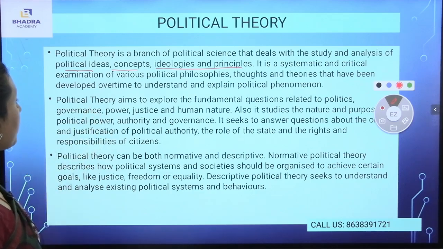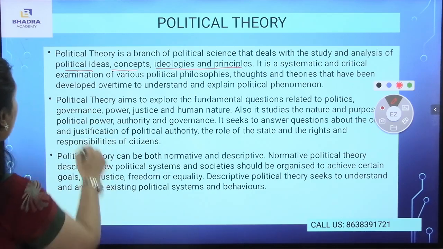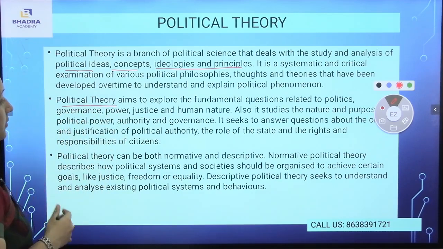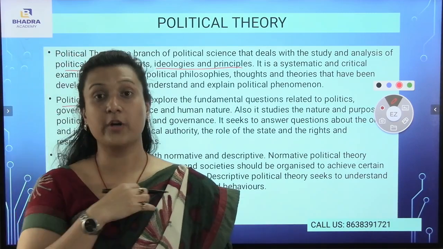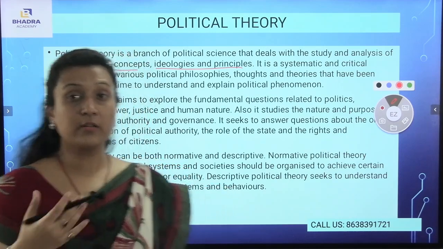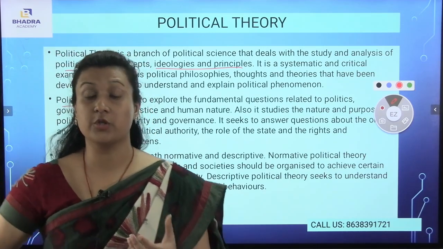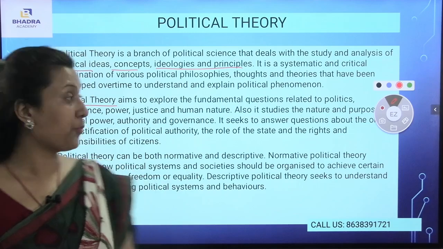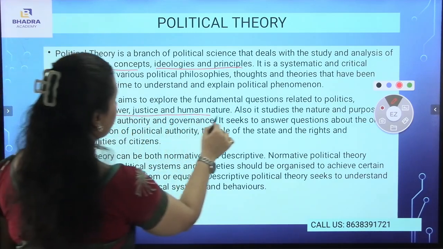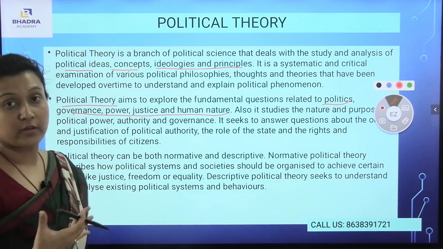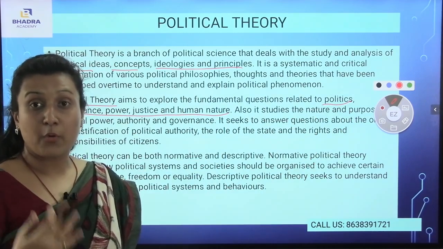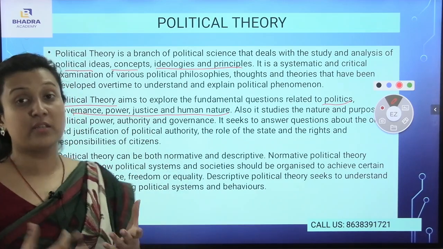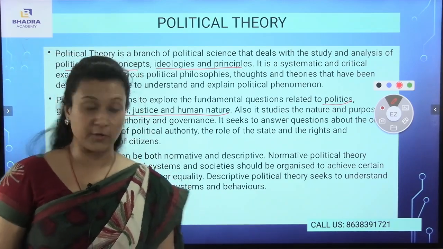Second, political theory aims to explore the fundamental questions related to politics, governance, power, justice and human nature. Political theory actually signifies the fundamental questions. Those fundamental questions are related to politics, governance, power, justice and human nature. Also, under political theory, laws come. Laws, politics, governance as well as justice and human nature come under political theory.